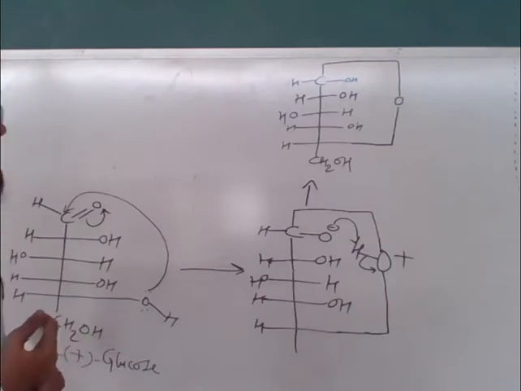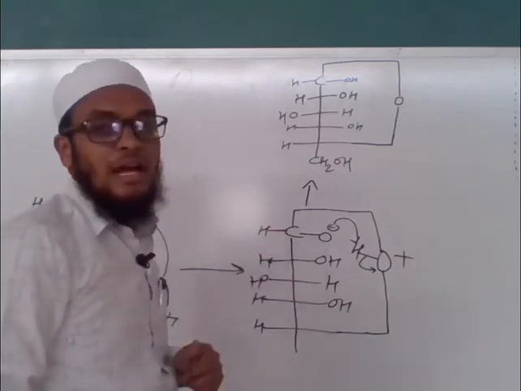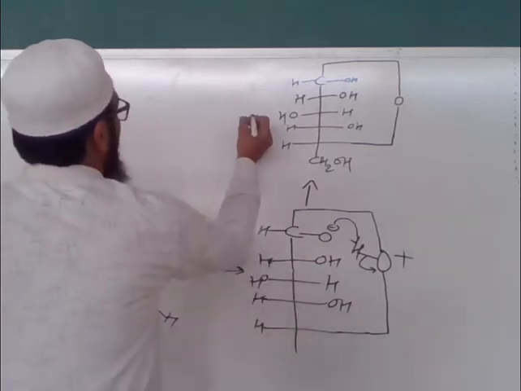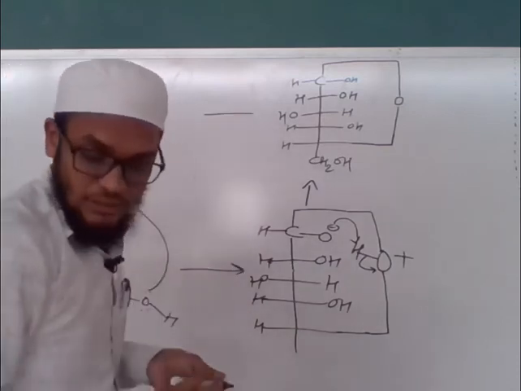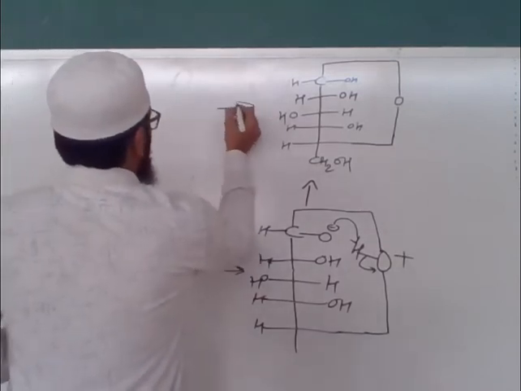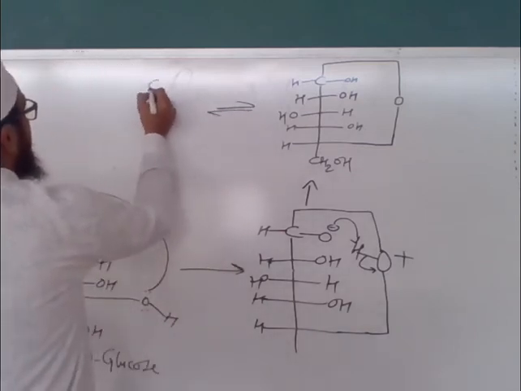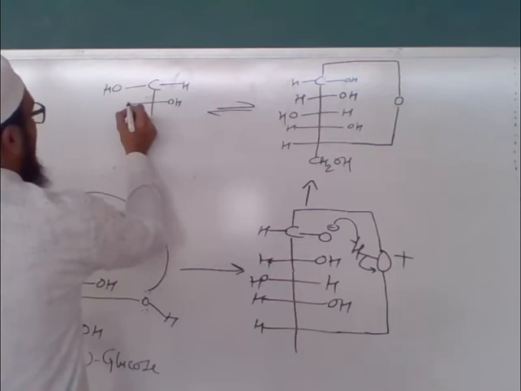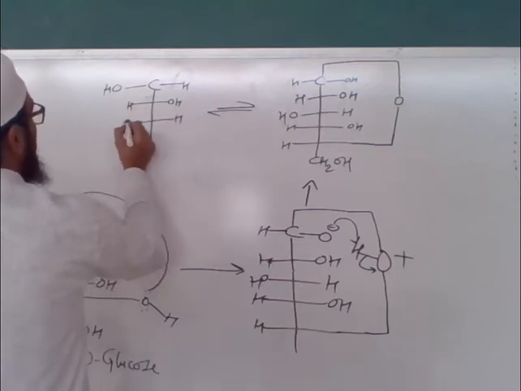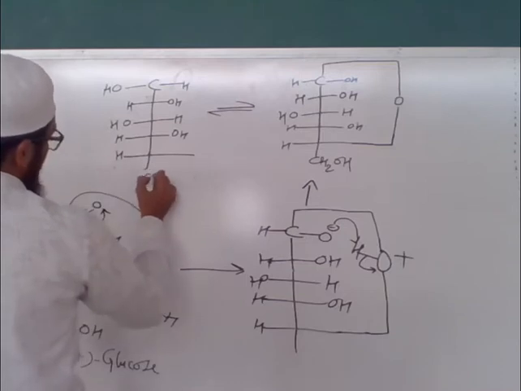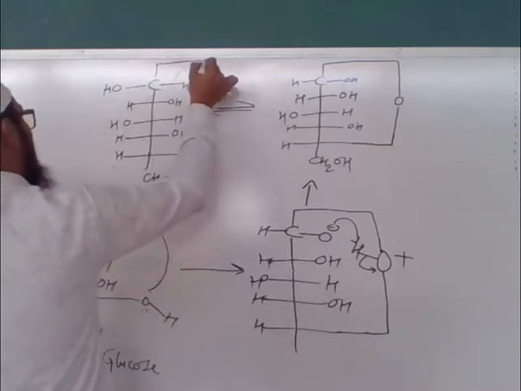Now you will ask me, sir, what will be the condition if this OH group is on the left side? So I will tell you, yes, there is another possibility. It may have another structure: C, OH, H, single bond, OH, H, then H, OH, then OH, H, then our H, CH2OH. Now what remains? This our oxygen.